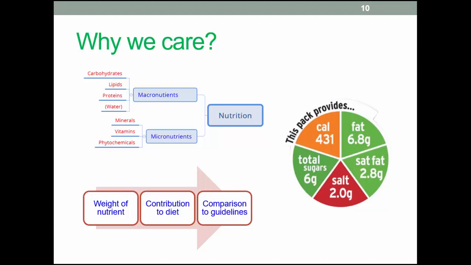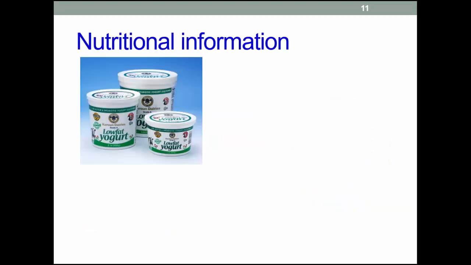Now this is an example of what's called the traffic light labelling, and it's saying that the salt is probably too high, calories okay, the other stuff that's in the green is probably just fine, and that's okay. That gives you some basic information, but it doesn't necessarily relate it to individuals.